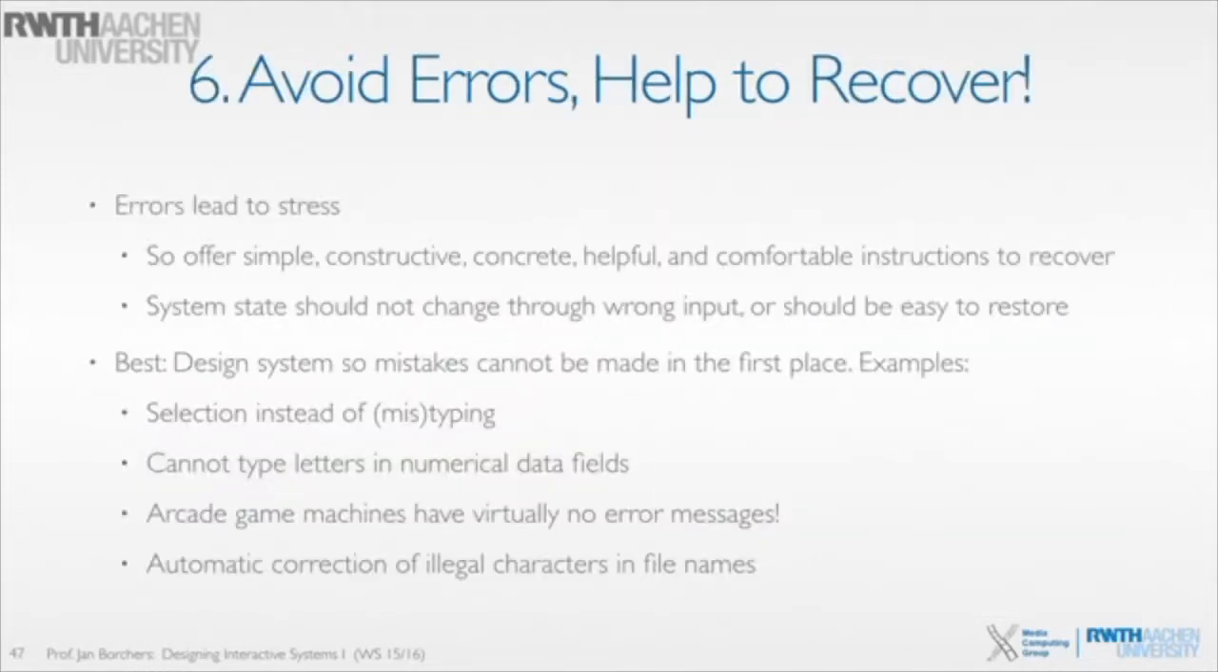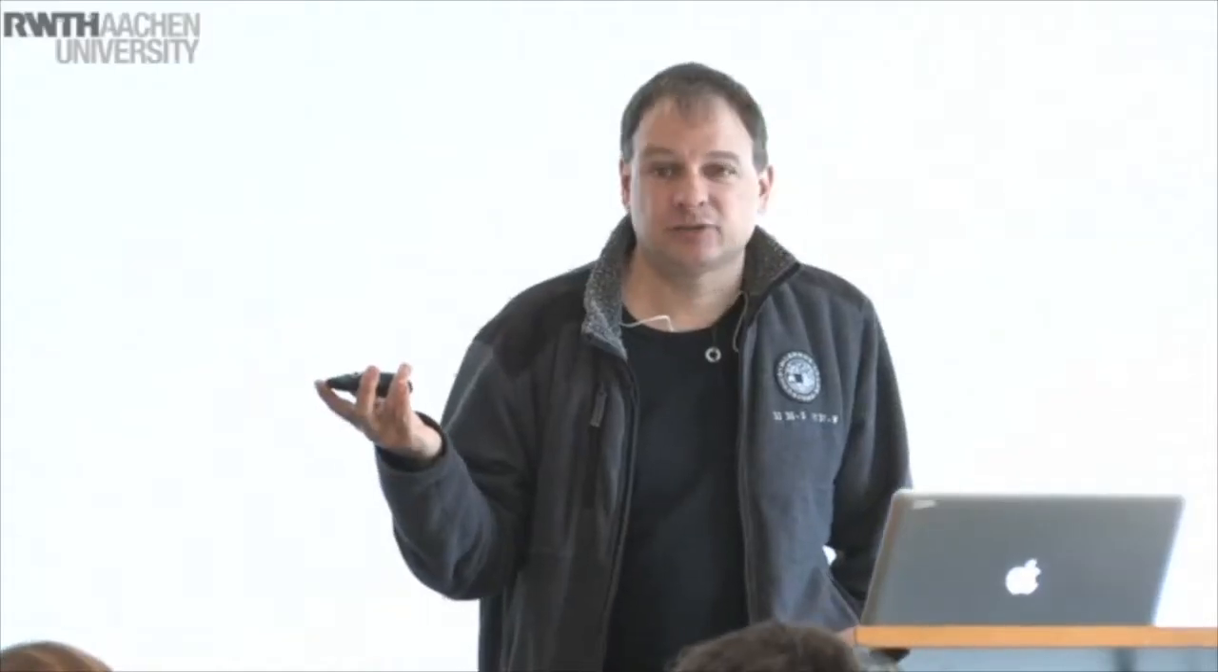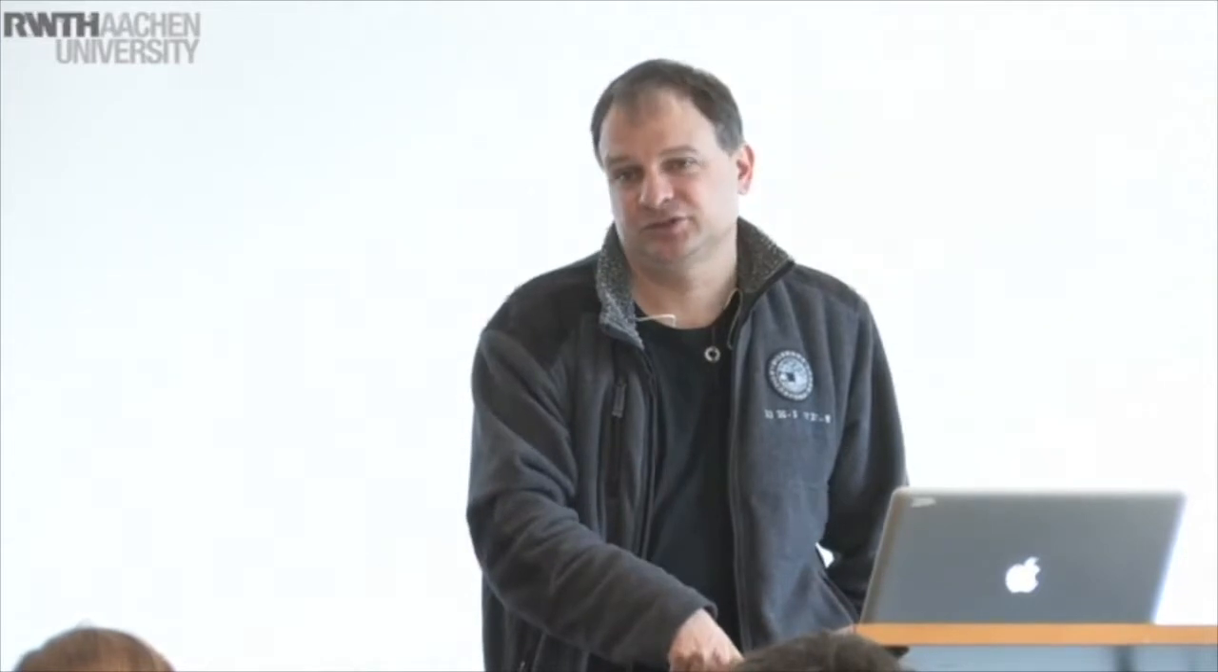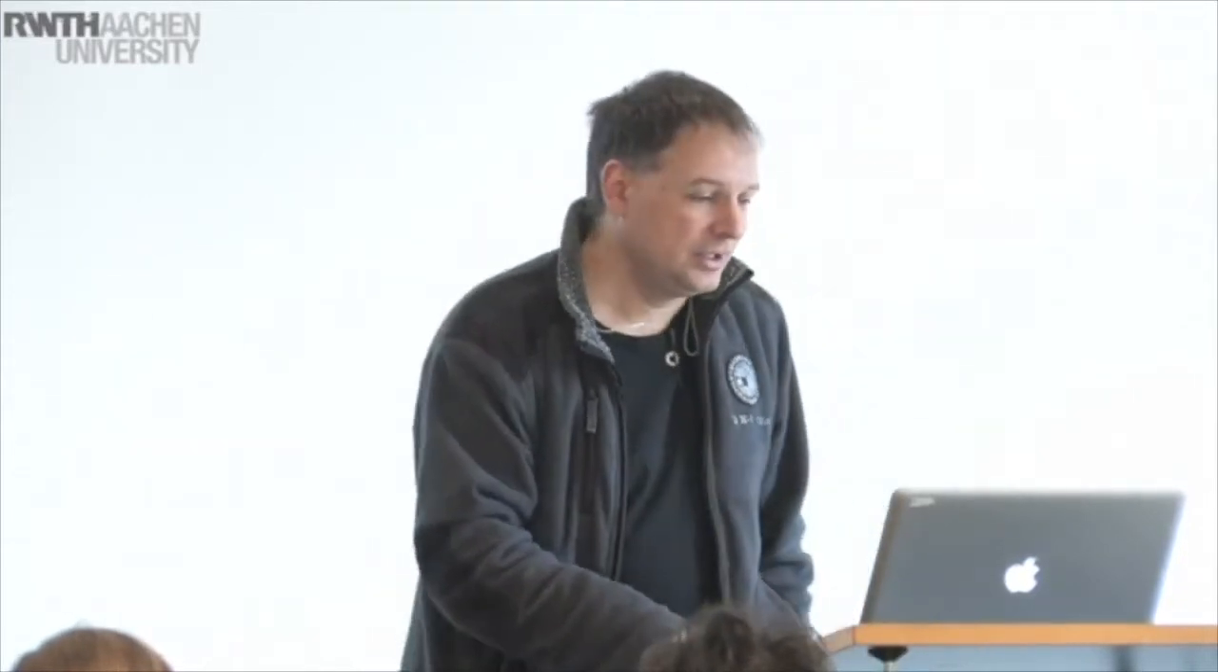Number 6, avoiding errors and helping to recover. Whenever people make a mistake, they're stressed. I know there's active research asking, how can we determine the emotional state of the user while he's using the computer? And I'm like, well, that's easy. For one, whenever the user makes a mistake, so whenever your application displays a dialog box that is an error message, you can assume that the user is upset. That's very easy to determine.